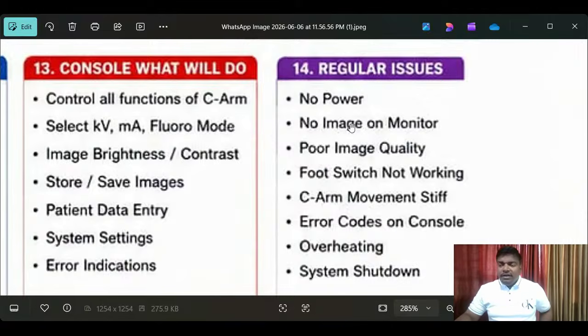Regular issues: no power. What problem do you get? No power, okay, sir. No image on the monitor, sir. Then what to do? I have explained it very well. Next, poor image quality, foot switch not working, C-arm movement stiff, error codes on the console, overheating, and system shutdown. These happen when the equipment is used continuously, not operated properly by the technician, not shut down properly, and when there are electrical fluctuations. Then we can find these regular issues and give solutions.